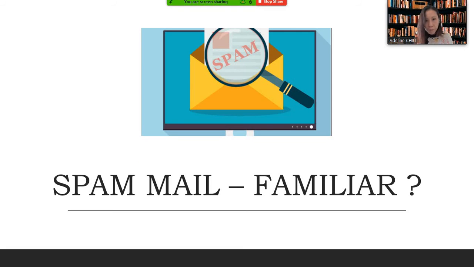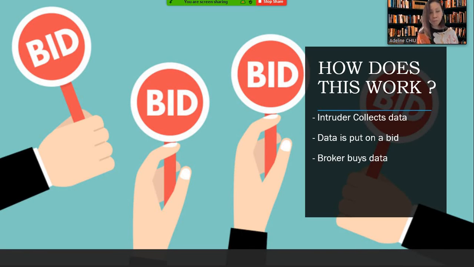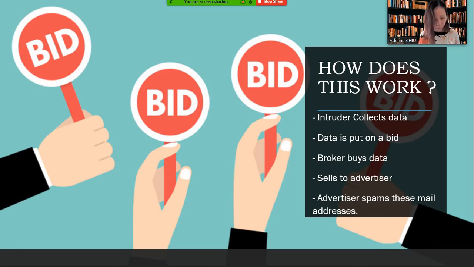I'm pretty sure that all of you are familiar with spam mail, right? So how does it work? Basically, when an intruder collects the data, he puts it on a bid, and a broker buys the data, and subsequently he sells it to an advertiser, and the advertiser spams his mail addresses. So that's basically how we receive so many spam mails these days.